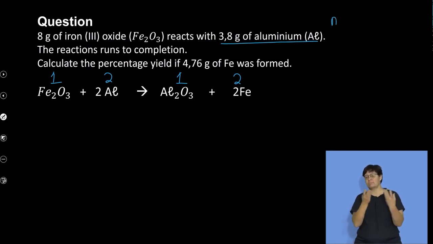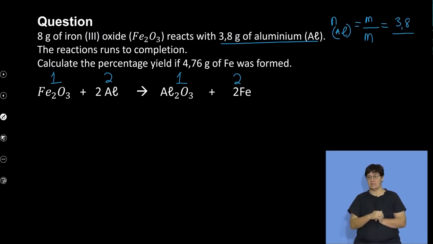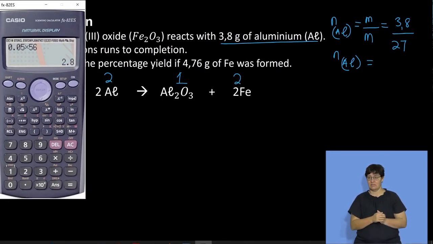So the number of moles of aluminium is equal to the mass of aluminium over the molar mass. The mass is 3.8 grams divided by the molar mass of aluminium, which is 27 grams per mole. So how many moles of aluminium do we have in this case? We can quickly go to our calculator. We've got 3.8 divided by 27. So in this sample, there's 0.14 moles of aluminium.